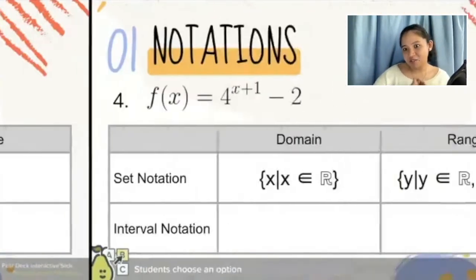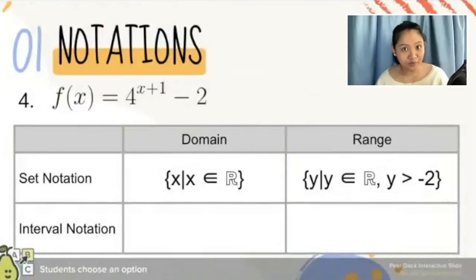Correct answer is to express your domain as an element of real numbers, and your range is also an element of real numbers, but you have your y to be greater than negative 2. Diba? Kanina, bawal yung y to be equal to 0 or less than 0. This time, we have the limit of y greater than negative 2. This is because we now have the constant of negative 2 in our function.